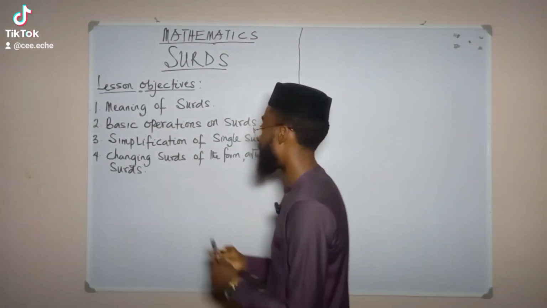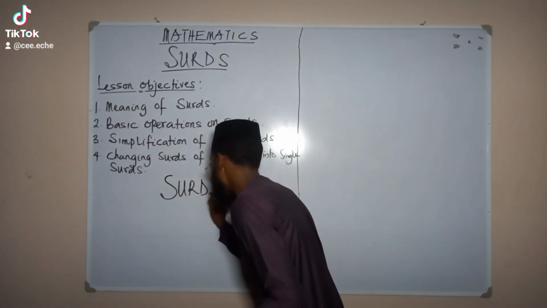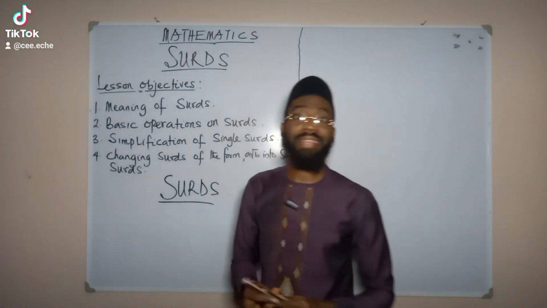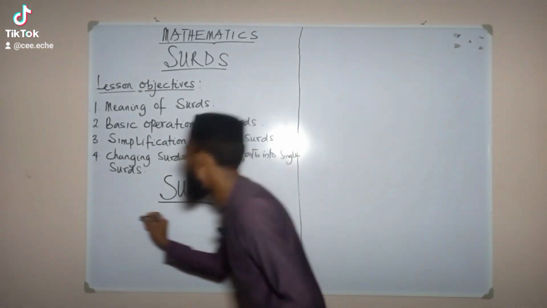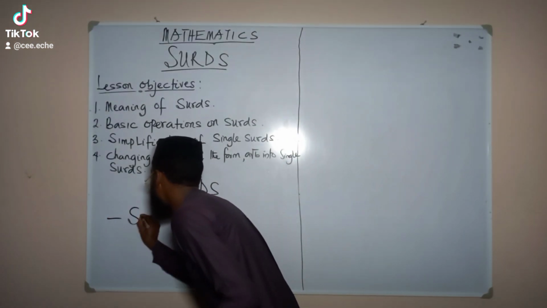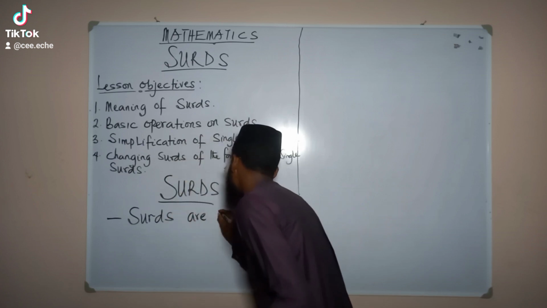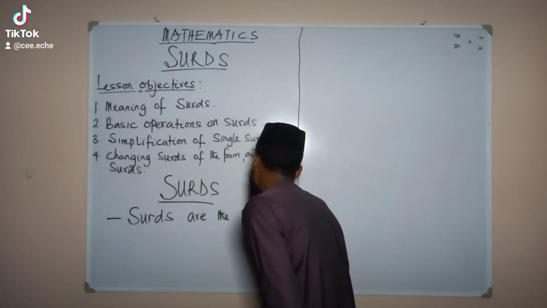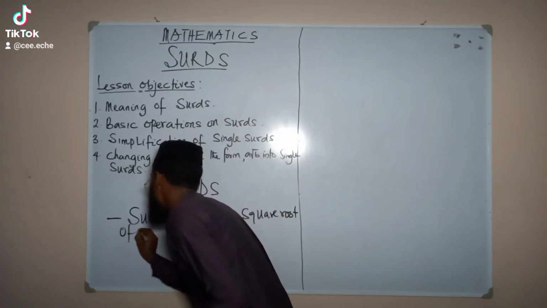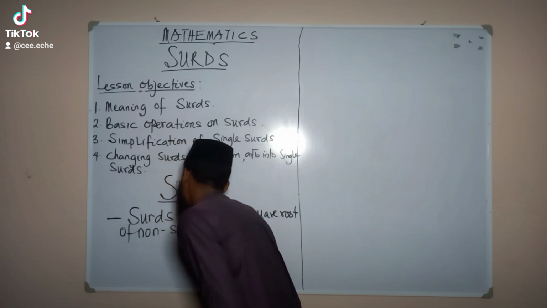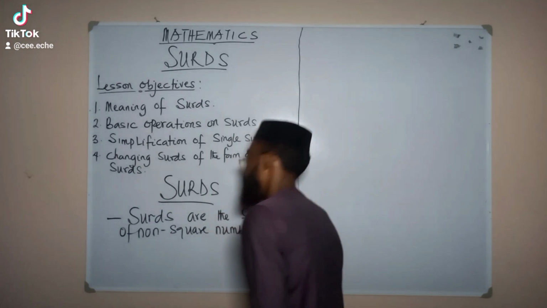So let's get into the meaning of surds. What does surd mean? There are three simple ways I will define surd. Number one, surds are the square root of non-square numbers.